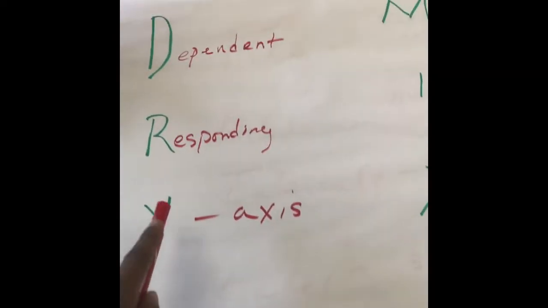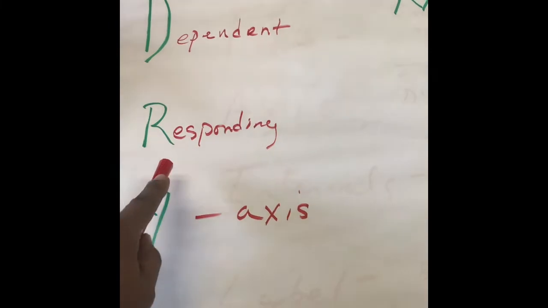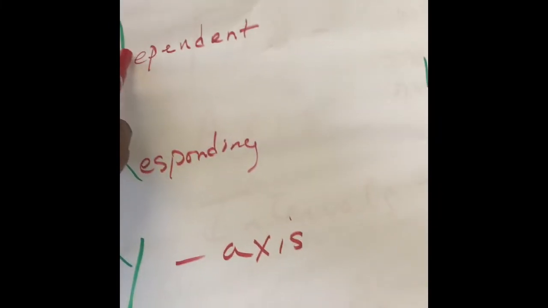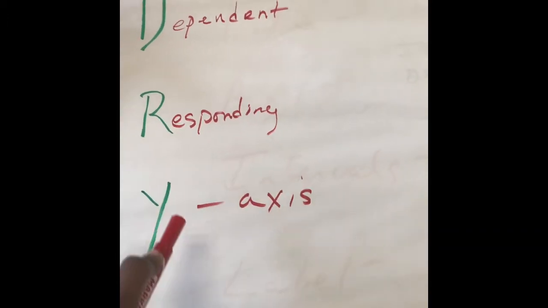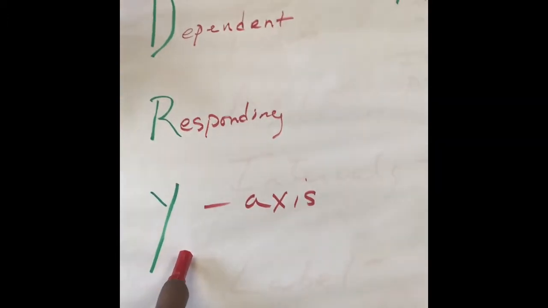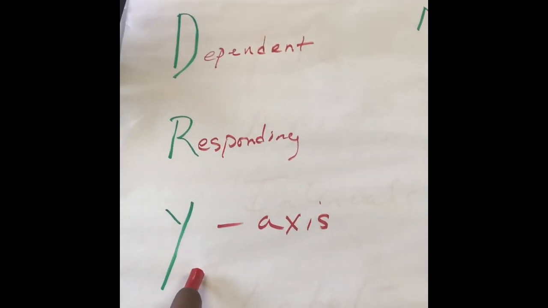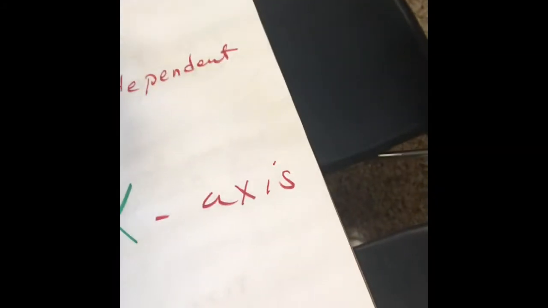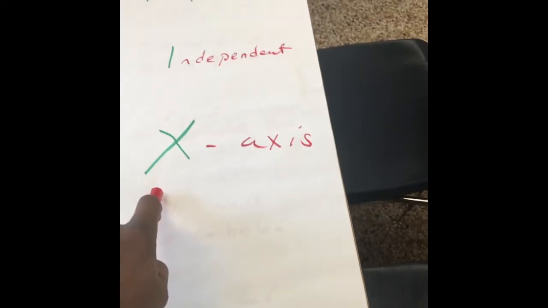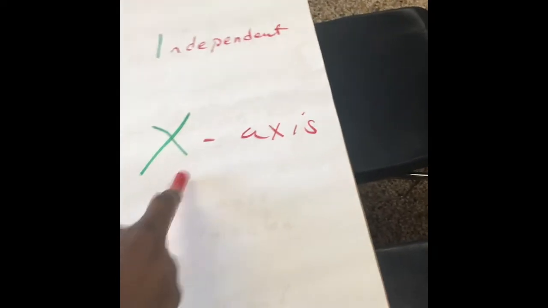What that looks like is going to be a dependent variable, DRY MIX, DRY MIX. What does that mean? Your dependent variable is a responding variable and it's on the y-axis. This is a really good acronym to use because it allows you to see where your variables are. And also your manipulated variable, which is the independent variable, is on your x-axis, all right?